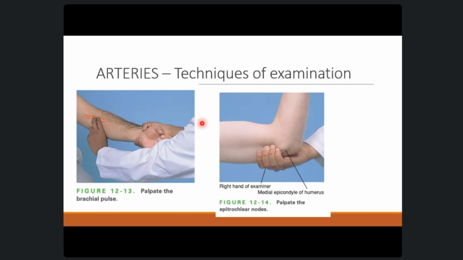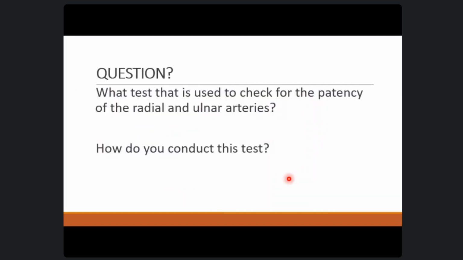For this one, this is your epitrochlear. How many cm above the elbow? Three. Epitrochlear, so 3 cm above the medial epicondyle. Okay? Actually, in most healthy people, it is difficult to palpate.